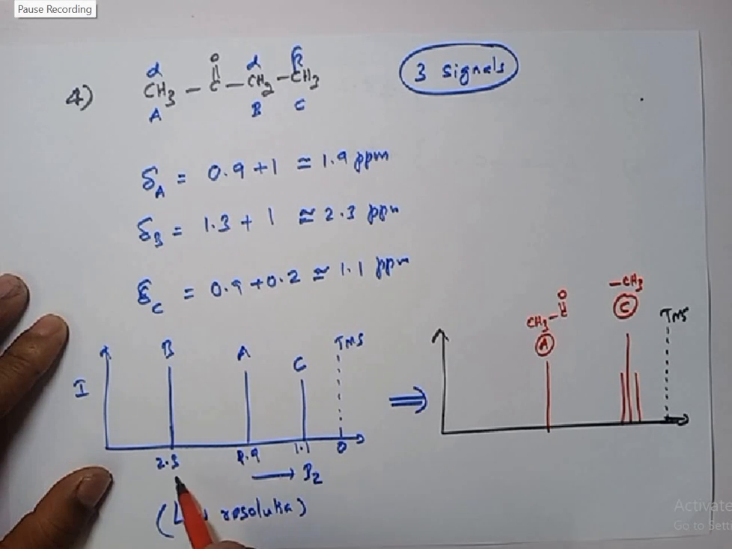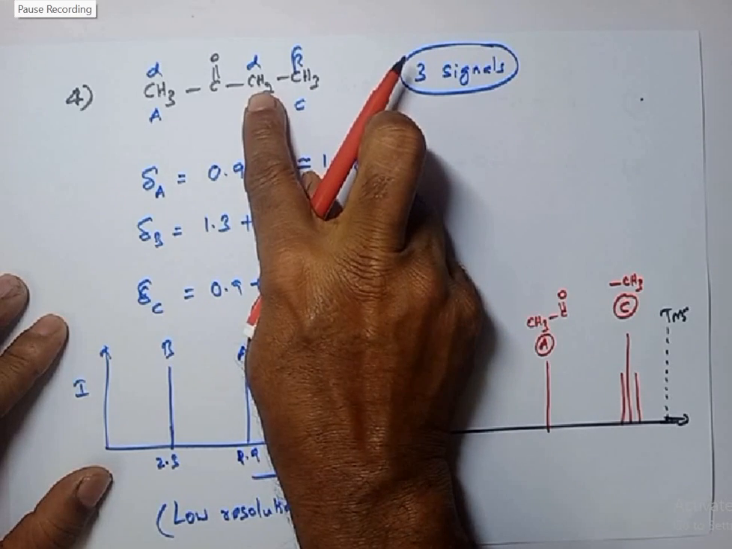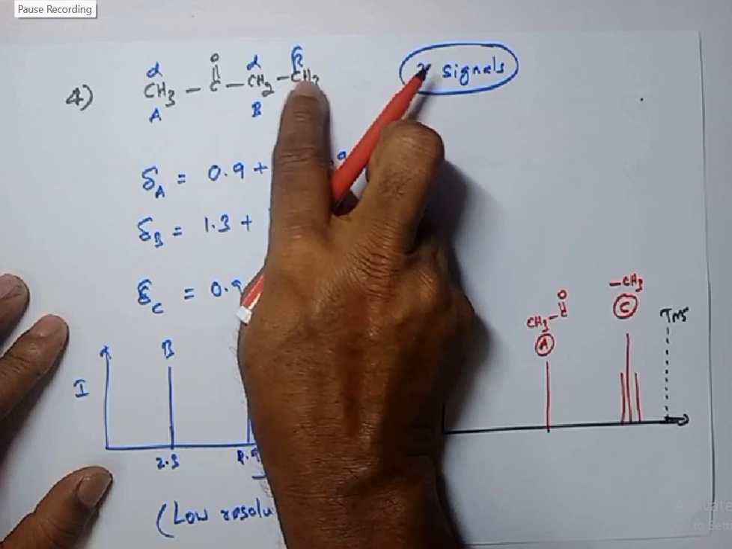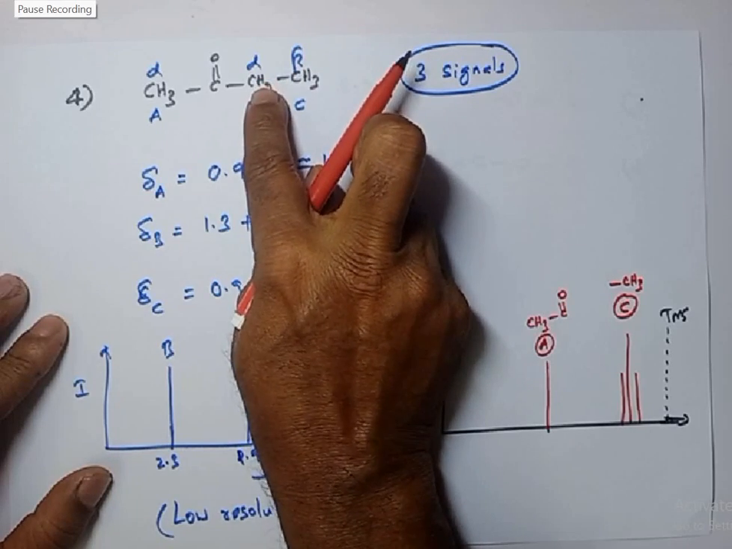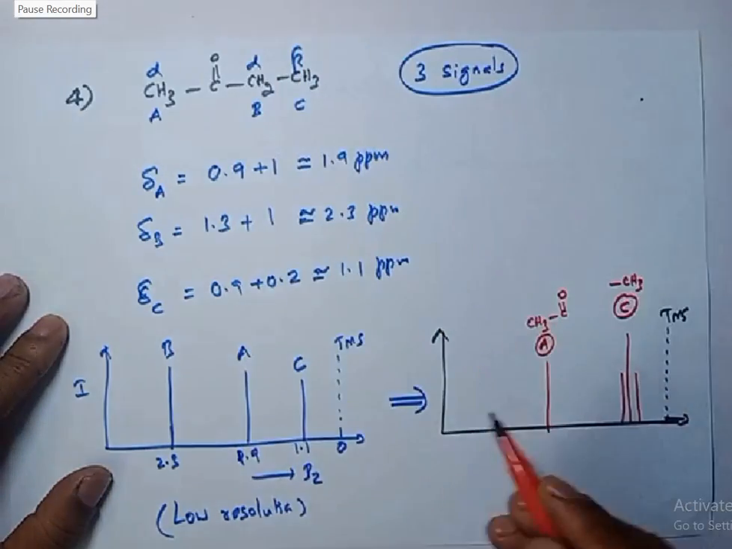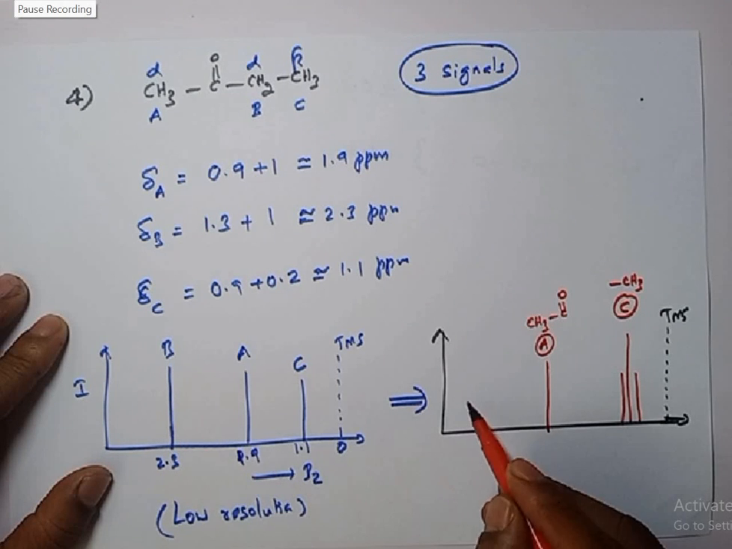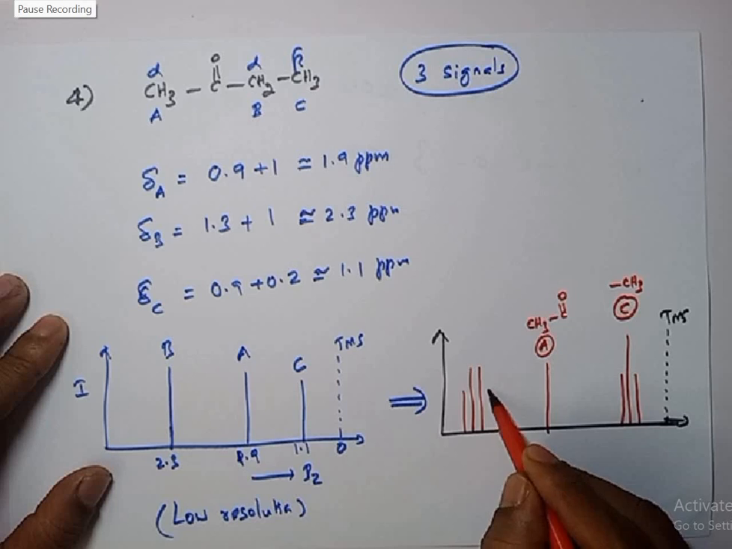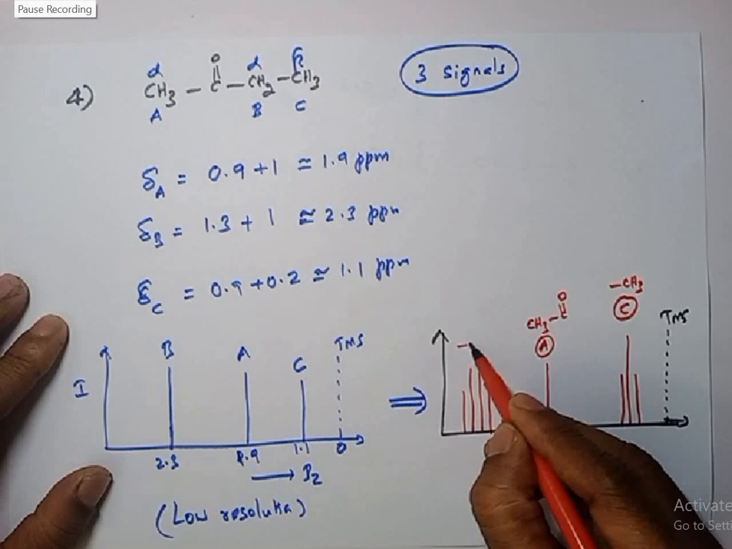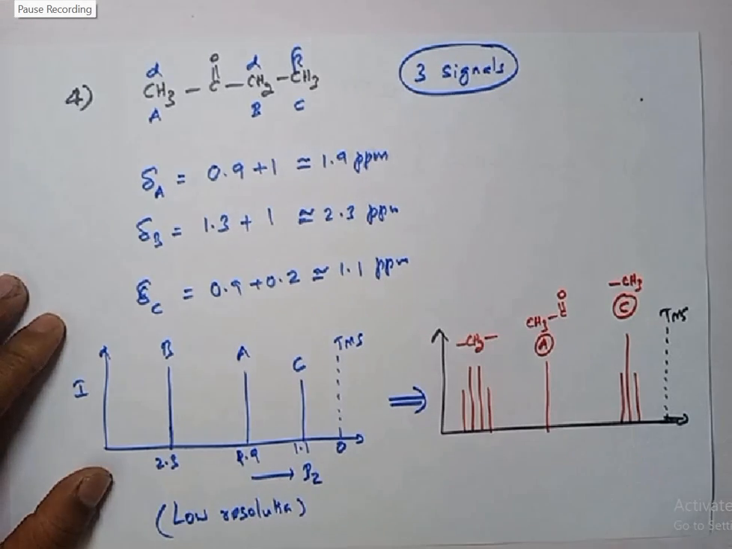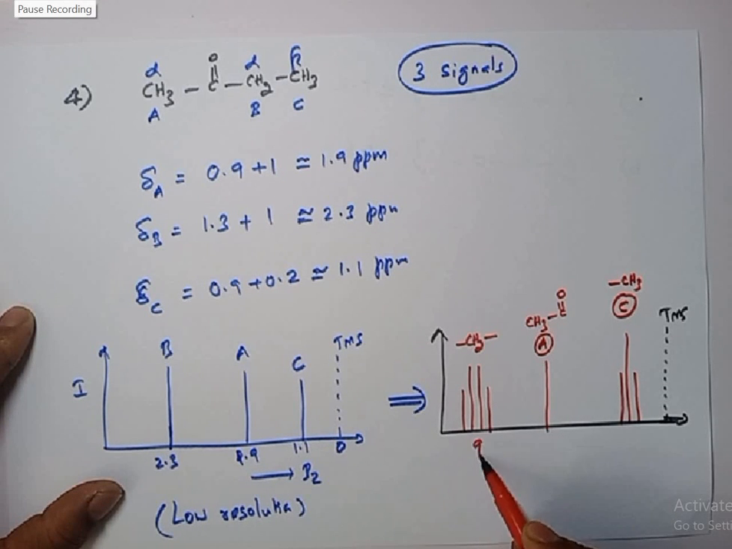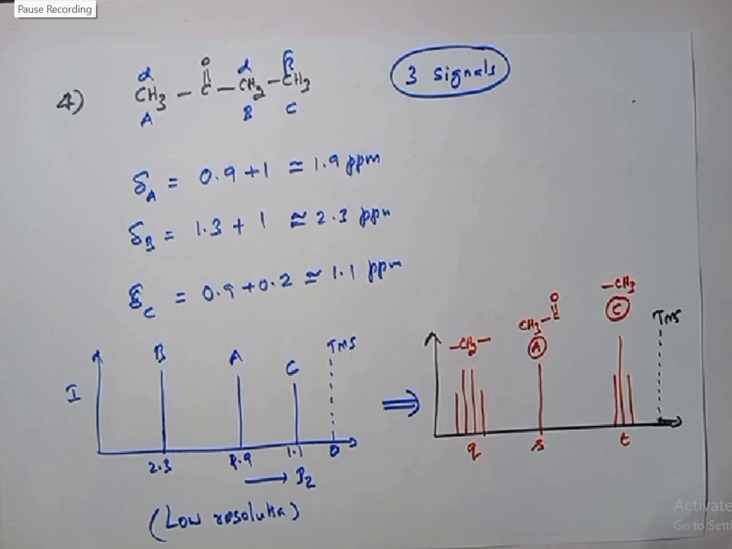Then what about the B proton? For the B proton, on this side I have the carbonyl group, but on this side I have a methyl group. So the methyl protons split the signal of B into a quartet, 1:3:3:1. Okay. So this is the CH2 methylene proton, which is split into a quartet. So this is a quartet, this is a singlet, and this is a triplet. Okay. Take note.